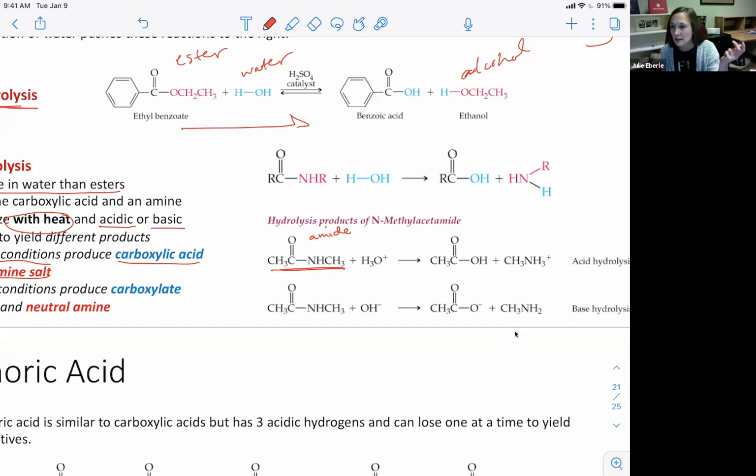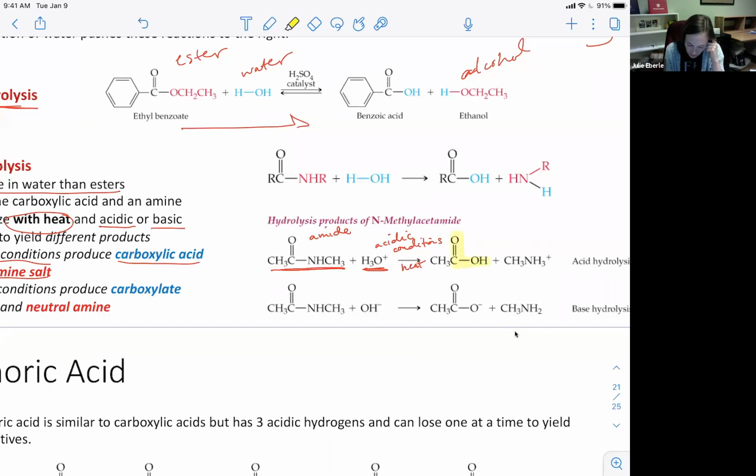We're going to hydrolyze this, but we're going to do it under acidic conditions. That is indicated to you right here. Acidic conditions, H3O+. We're going to heat this up. And what you will form is the carboxylic acid. That's right here. I'm going to highlight the carboxylic acid. Okay, there's the carboxylic acid.